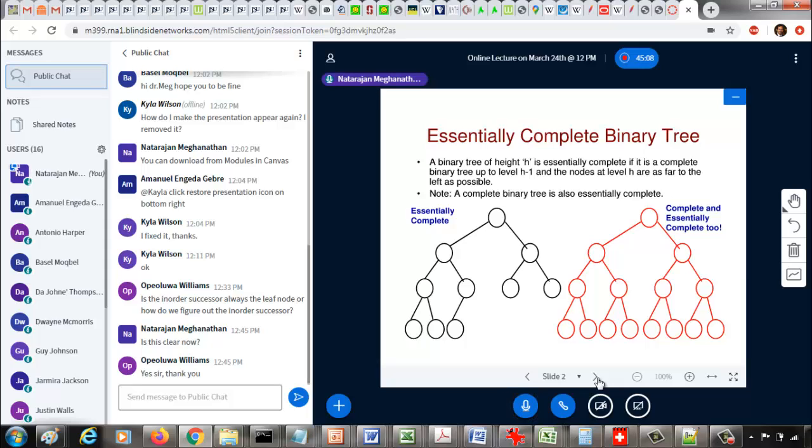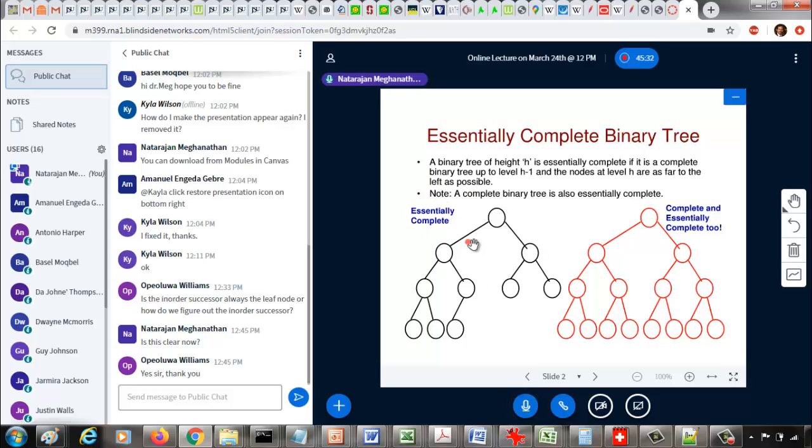Now, in order to call a binary tree a heap, two important properties need to be satisfied. The first property is, of course, it has to be a binary tree, right? So what kind of binary tree does it have to be? It has to be what is called an essentially complete binary tree. So now what is an essentially complete binary tree?